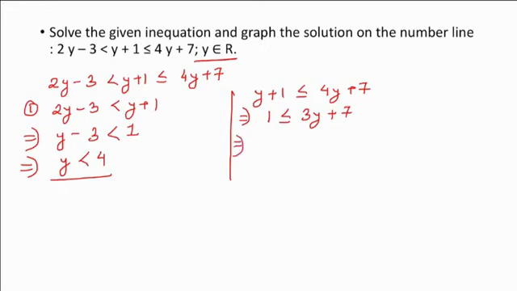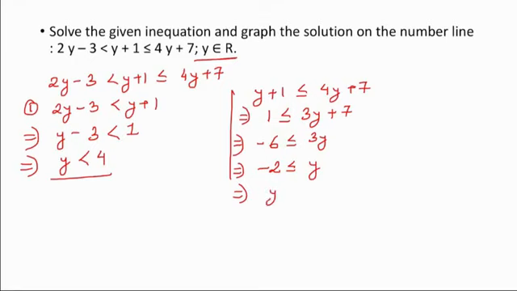Now to get all the constants on one side of the inequation, we add negative 7 on both sides. So 1 minus 7 is minus 6, less than or equal to 3y, and 7 minus 7 is 0. Now to get the limits of y, we divide both sides of this inequation by the coefficient of y, that is 3. Since we are dividing by a positive number, we are not changing the sign of this inequality. So negative 6 divided by 3 is negative 2, less than or equal to 3y divided by 3, which is y.